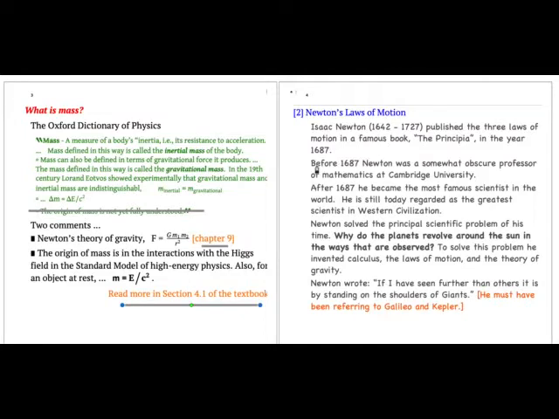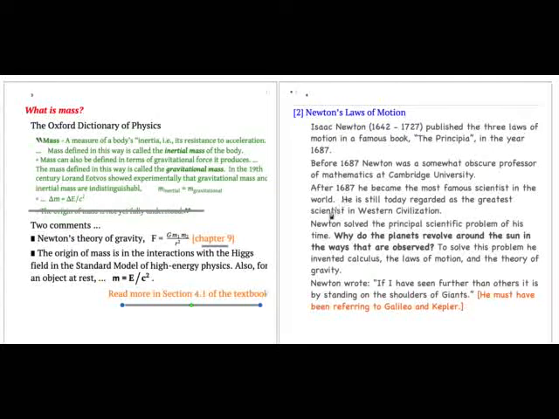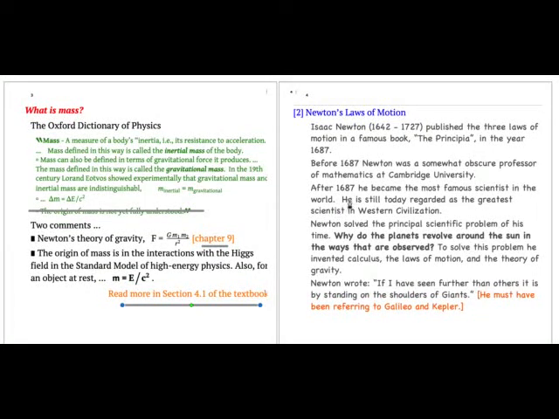Before that, before 1687, Newton was a somewhat obscure professor of mathematics at Cambridge University. After the publication of Principia, after 1687, he became the most famous scientist in the world. In fact, he's still today regarded as the greatest scientist in Western civilization.